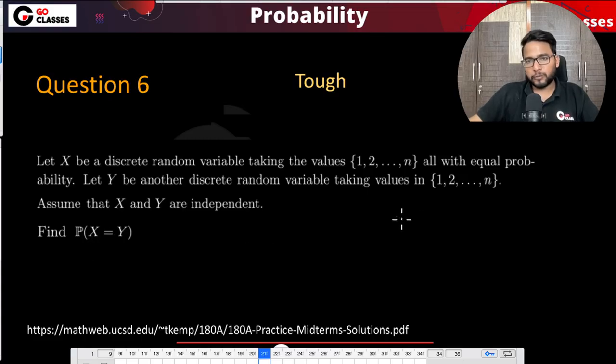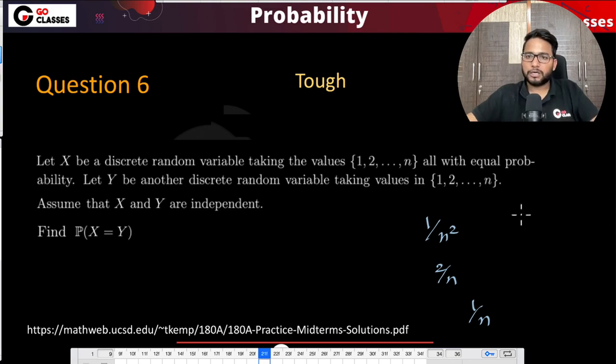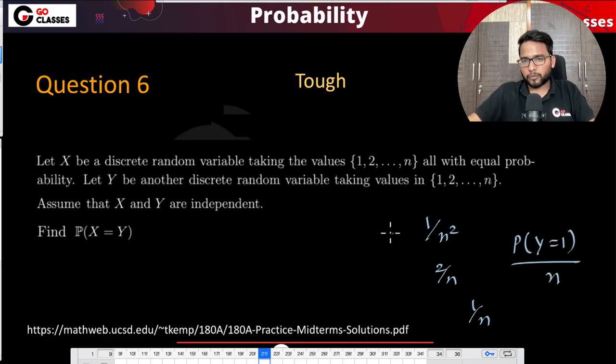Let me give you the options. Maybe one of the options is 1 upon n squared, another is 2 upon n, another option is 1 upon n, and another option is something like the probability of Y equal to 1 upon n. Suppose these are the 4 options A, B, C, D. Just solve this question and we will meet in the next video.